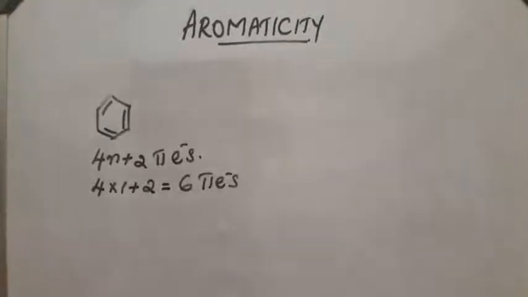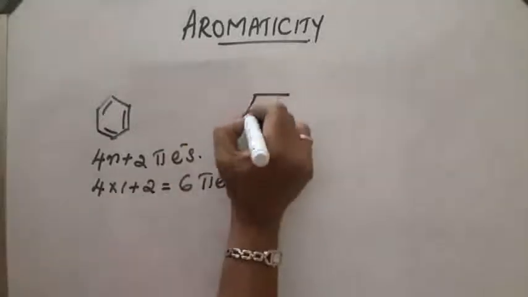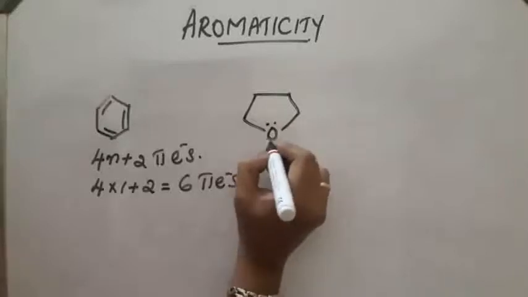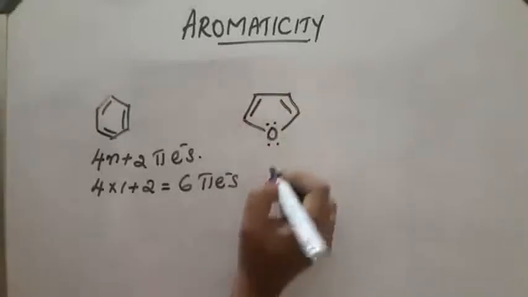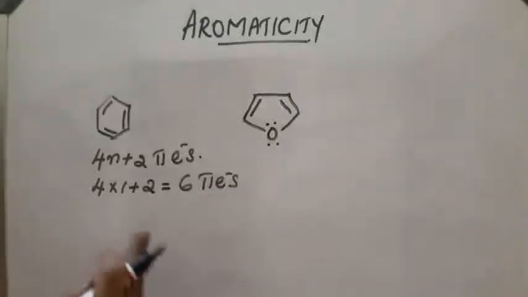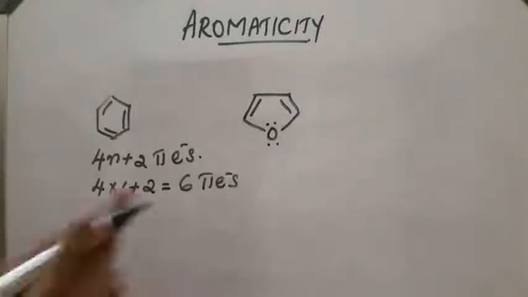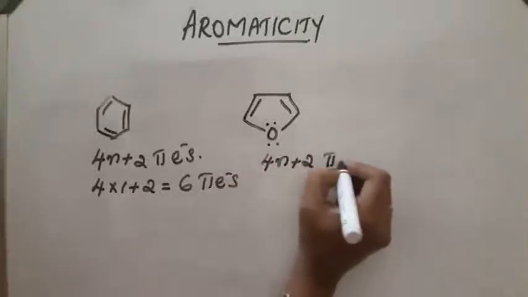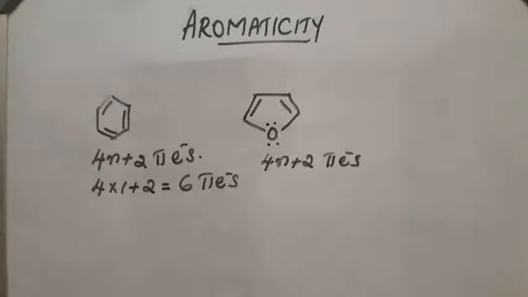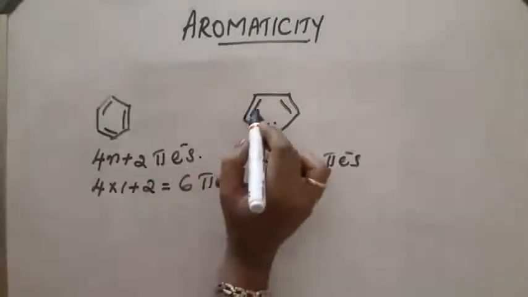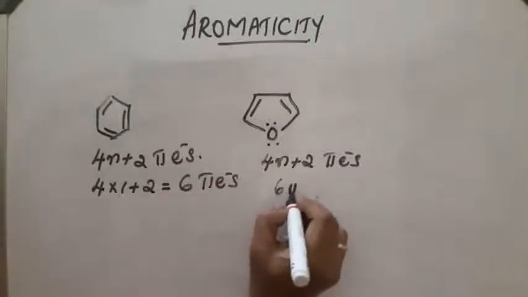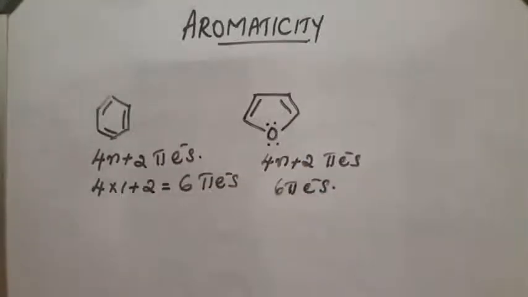We can take another example, furan. This is a non-benzenoid compound. It contains a lone pair of electrons and 2 double bonds. It is a planar compound. Delocalization is there. Now the 4n plus 2 pi electron system: just see how many pi electrons are there. Here 2 bonds, so 4 pi electrons, then there is a lone pair, that is 6 pi electrons. So this is also aromatic.